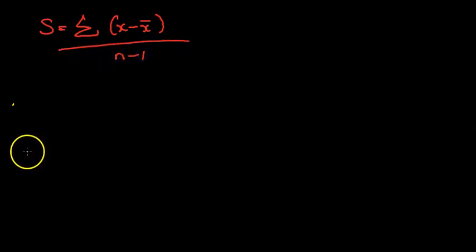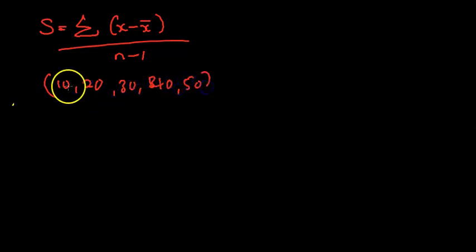Let's take an example. Let's say we are given exam scores: 10, 20, 30, 40, and 50. Notice that this is 1, 2, 3, 4, 5 values. For us to find the sample variance, first of all, we need to find the mean.